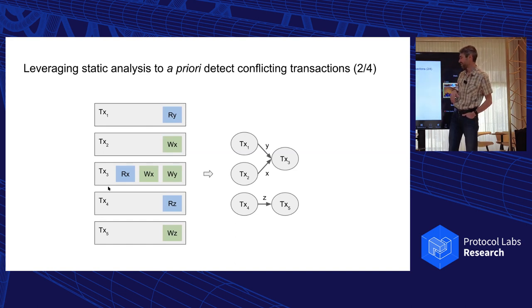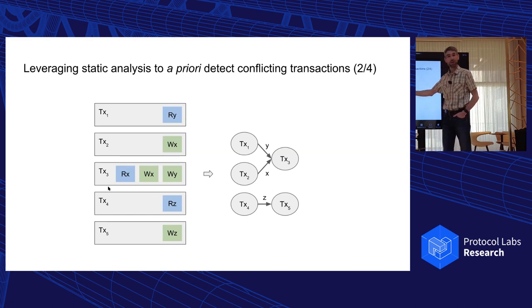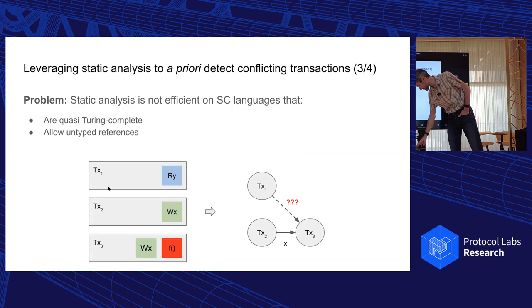In this work, I'm sure of this. So you have transactions, you have the read and the write set of every transaction. So here we see that TX1 and TX2 should precede TX3 because they read or write X and Y, and TX4 should be before TX5, but there is no relationship between the others. So this is done via static analysis, and the validators and the miners can use this to execute the transactions in parallel while still getting a consistent state.